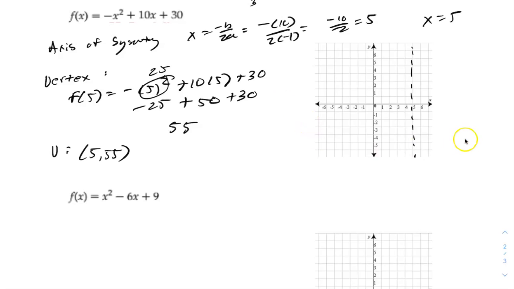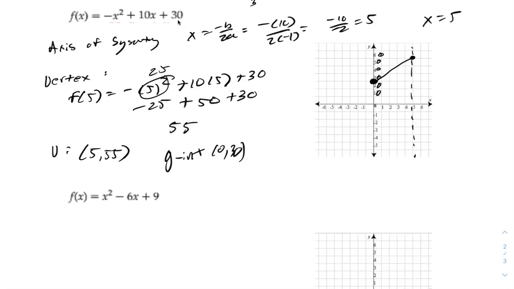These numbers are big, so my grid does not do justice at all. So I'm going to do this. Put a little 10 to all these numbers. So 55 is up there now. Look how nice that is. So 55 is right there. My y-intercept, right, you plug in 0. And in this case, you just get 30. So now it's right there.